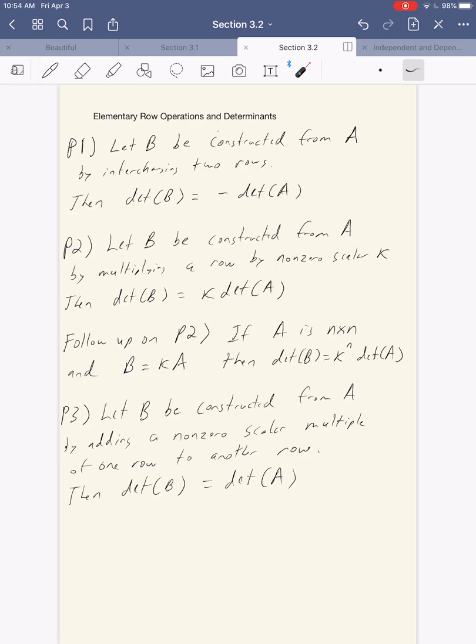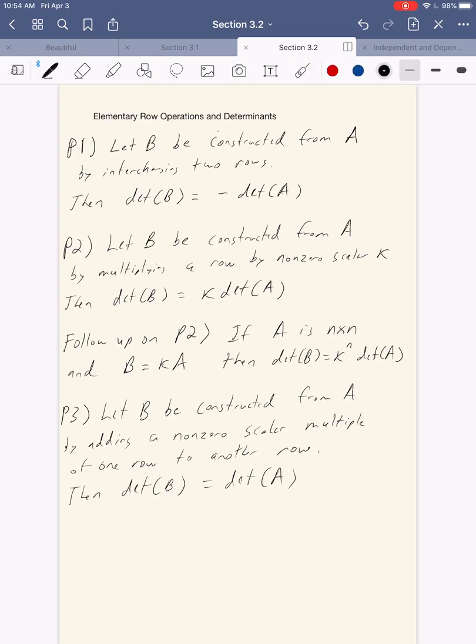So this basically tells you that each of those different elementary row operations can impact the determinant in its own way. Interchanging two rows negates the determinant. Multiplying a row by a non-zero scalar multiplies the determinant by that scalar. And adding a non-zero scalar multiple of one row to another row doesn't change the determinant at all.